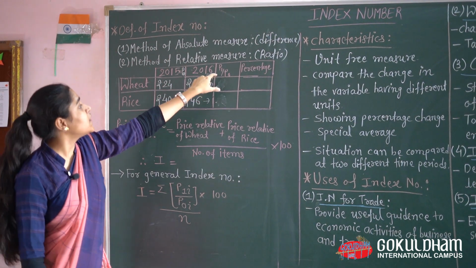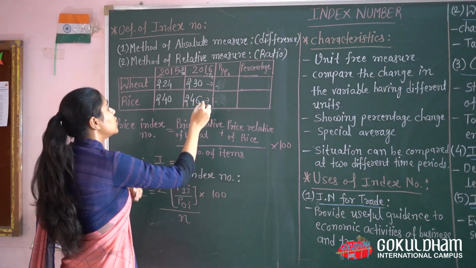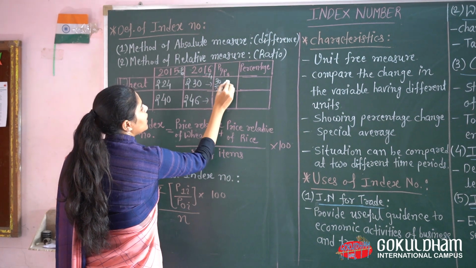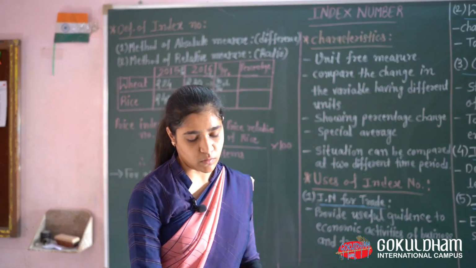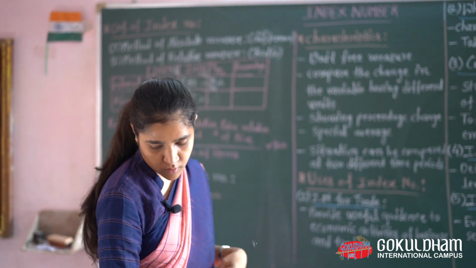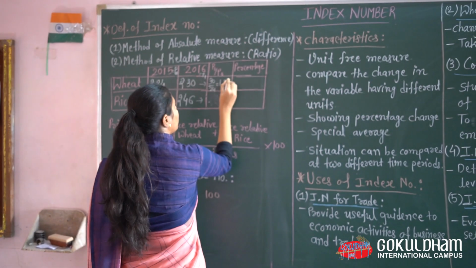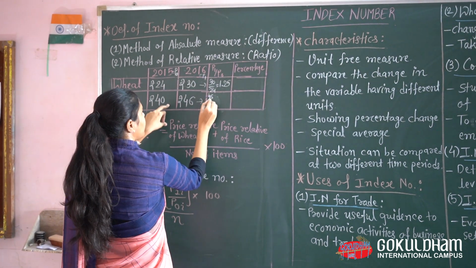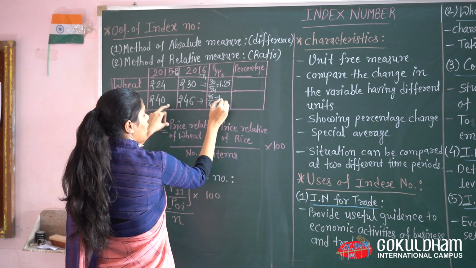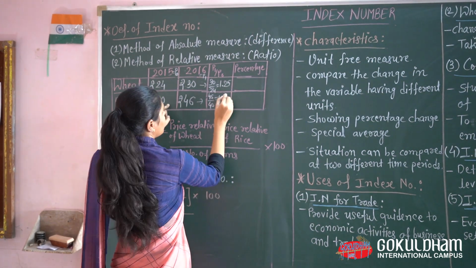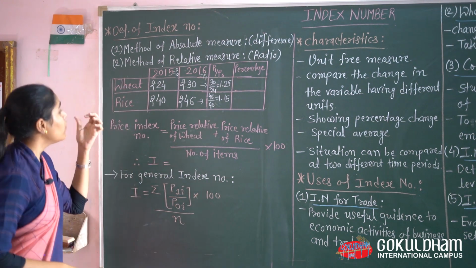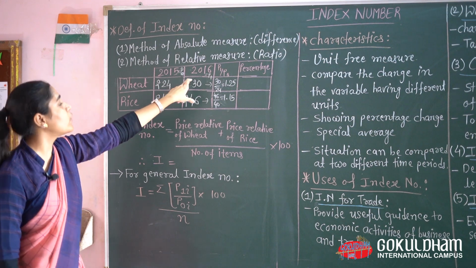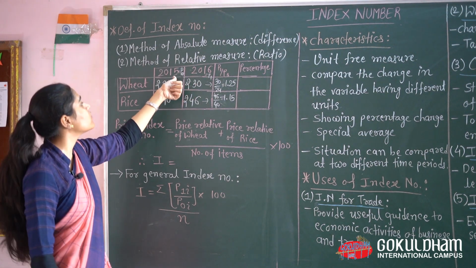If we consider the ratio P1 divided by P0, that means 30 divided by 24, we will have 1.25. And then P1 divided by P0, that means 46 divided by 40, we will have 1.15. Okay, so now we are finding the ratio of two variables, of two items, according to the year 2016 and according to the year 2015.